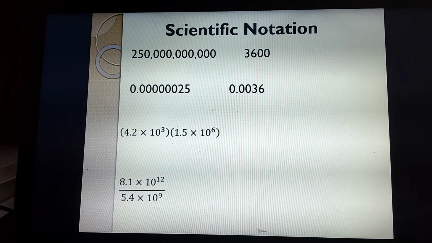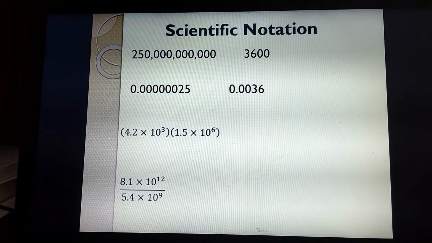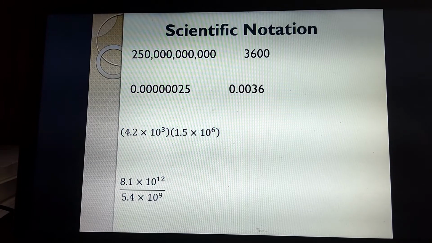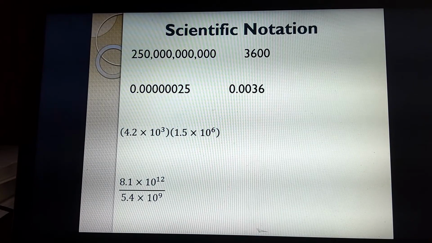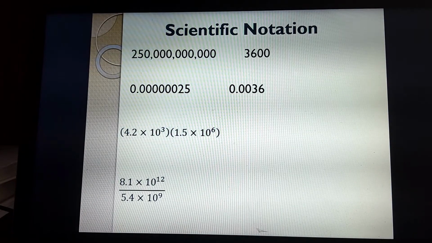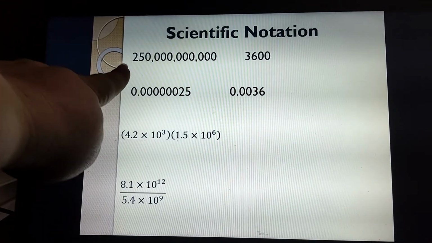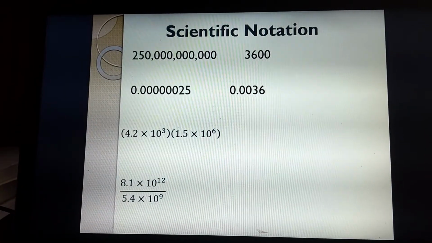Okay, next thing. Scientific notation. Now, the reason that we're going to go over scientific notation, I know you've all learned it. You may or may not remember how it works. What is important about scientific notation is it's used to express really, really large numbers, like 250 billion, or really small numbers.